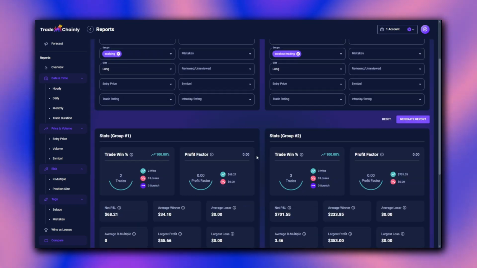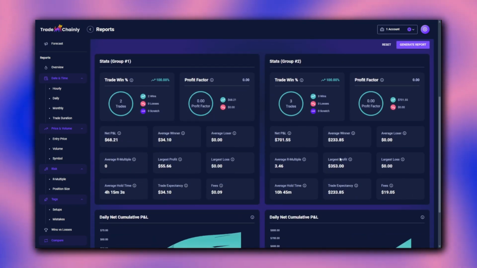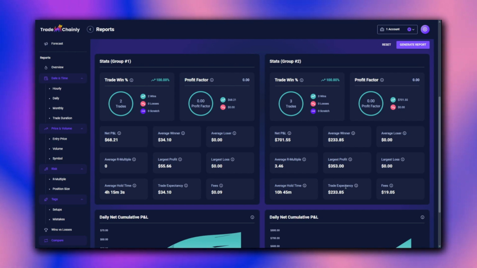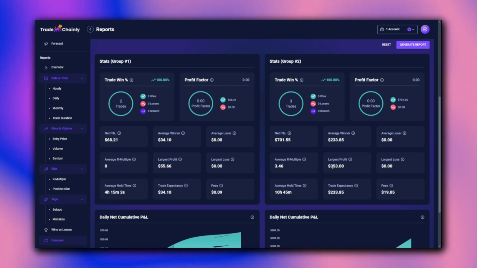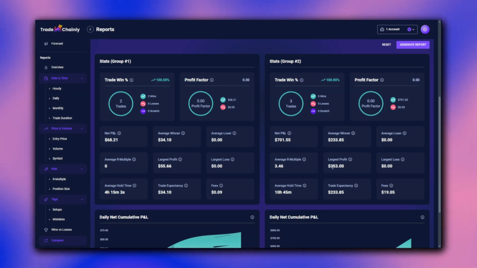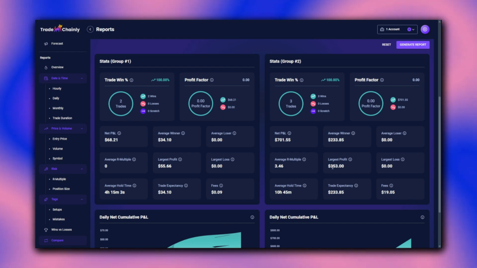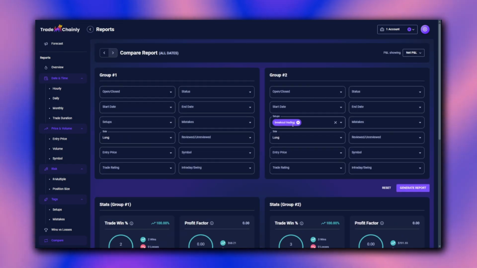If the breakout group has higher net P and L, fewer trades, and better expectancy, that tells you which strategy is more efficient for your capital. If the numbers confirm, adjust allocation or rules accordingly. We can check another hypothesis.